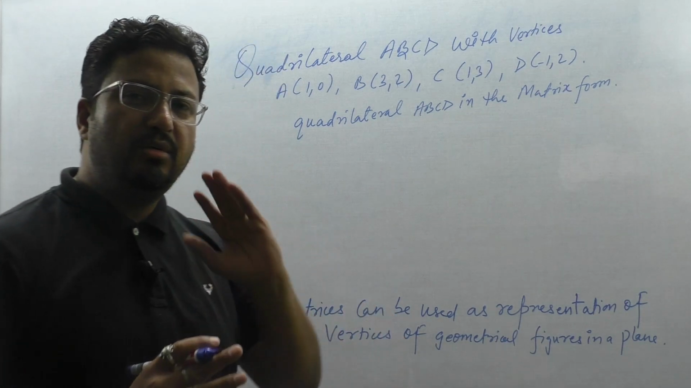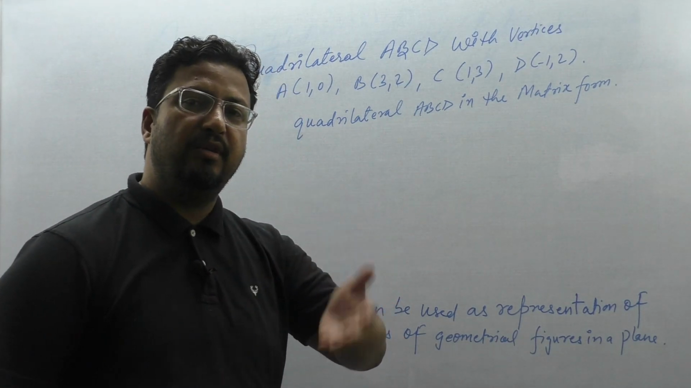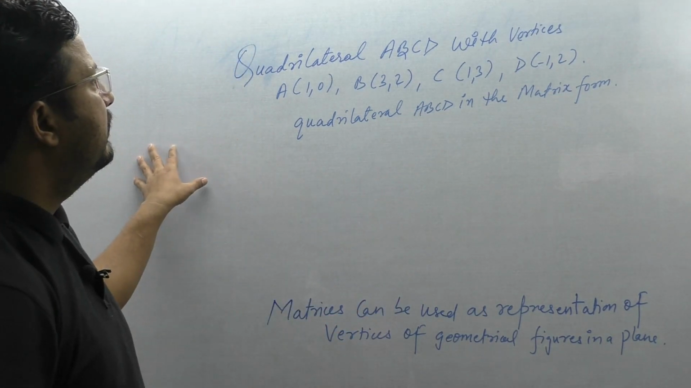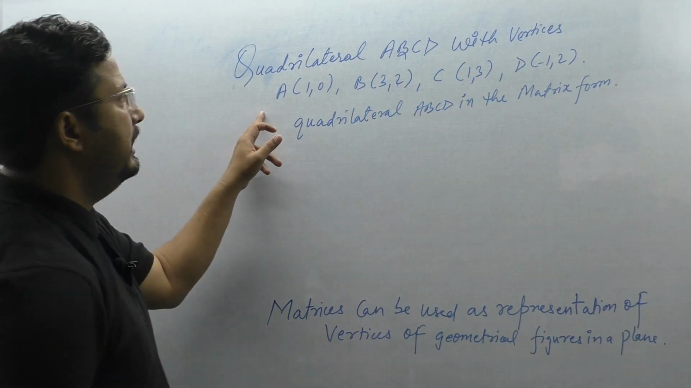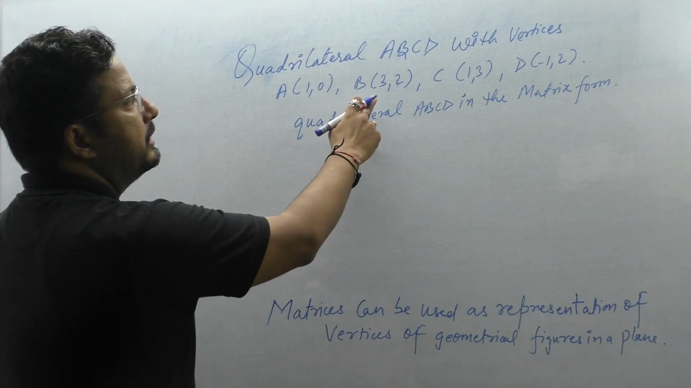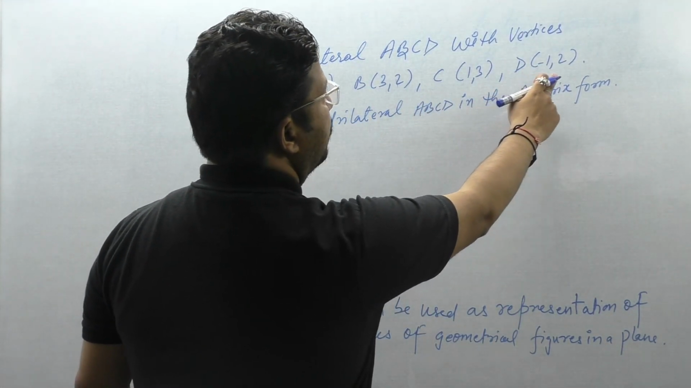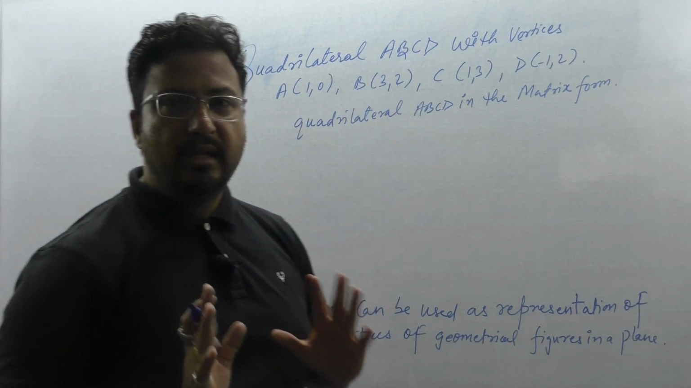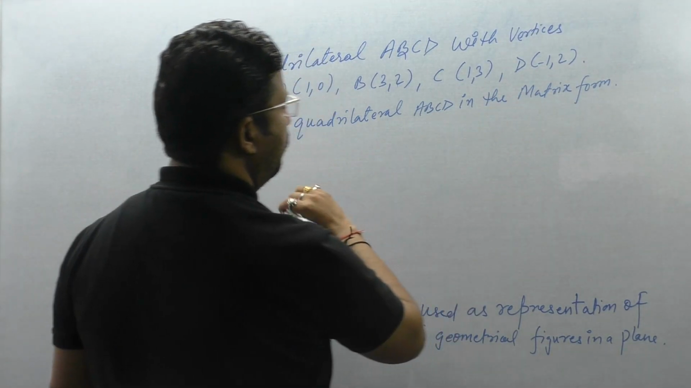But here I just want to connect with you from class 10 to 12, how linear equation in 2 variables is connected to matrices. So here I have written an example: quadrilateral ABCD with vertices A (1, 0), B (3, 2), C (1, 3), and D (-1, 2). These coordinates are given to us. Now I am writing quadrilateral ABCD in matrix form.